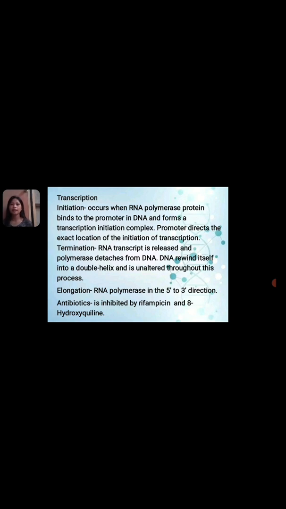Next is that transcription is inhibited by antibiotics such as rifampicin and hydroxytetracycline. So rifampicin is an antibacterial, while the hydroxytetracycline is an antifungal.